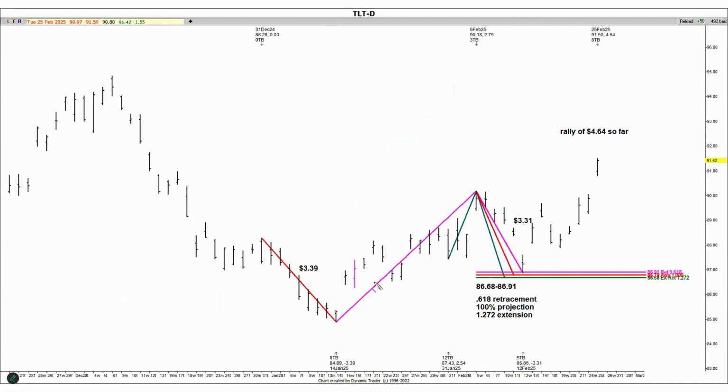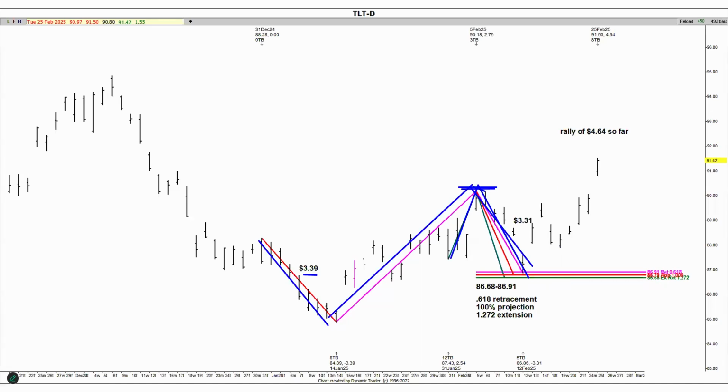Okay, another example. This is TLT, and here I found a 618 retracement of the low to the high here. I kind of color coordinated it so you can see where it came from. Oh, I have a 1272 extension of this low to high here. And then I had a 100% projection of this high to low that was $3.39 and projected it from this high. And that gave us the 100% projection in here. It looks like it was at 86.79.